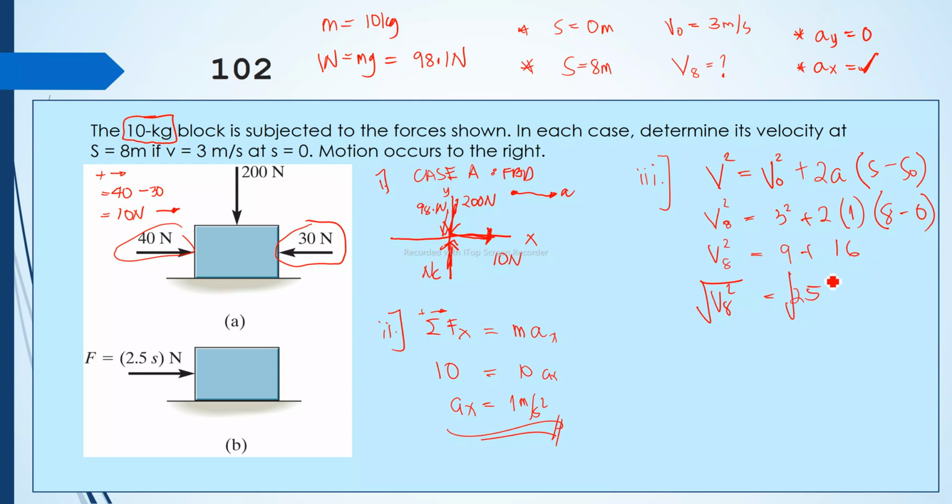The square of the final velocity is equal to 25. Take the square root on both sides. Then we know that the velocity of the block, with the forces acting on it, at s equal to 8 meters is equal to 5 meters per second. And then we already have the answer. This is very simple.